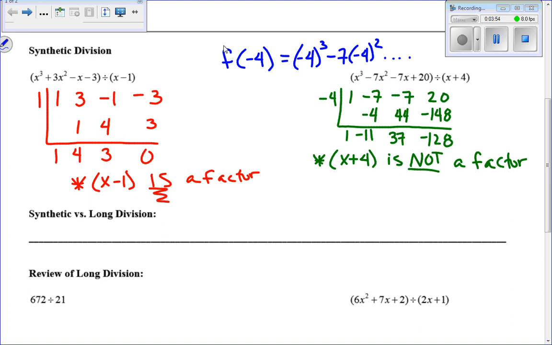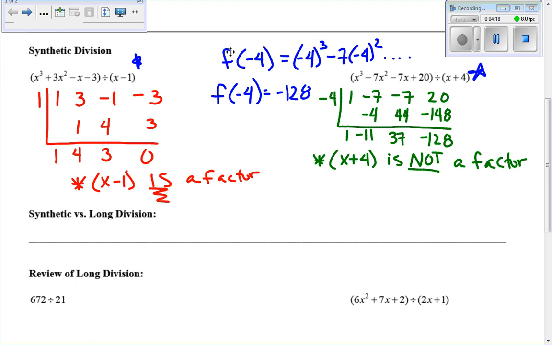Continue. What you should get is f of negative 4 is equal to negative 128. And the other one, if you substitute 1 in for x in x cubed plus 3x squared minus x minus 3, you should get 0. So those show you the factor. This one is factor theorem. This one is remainder theorem.